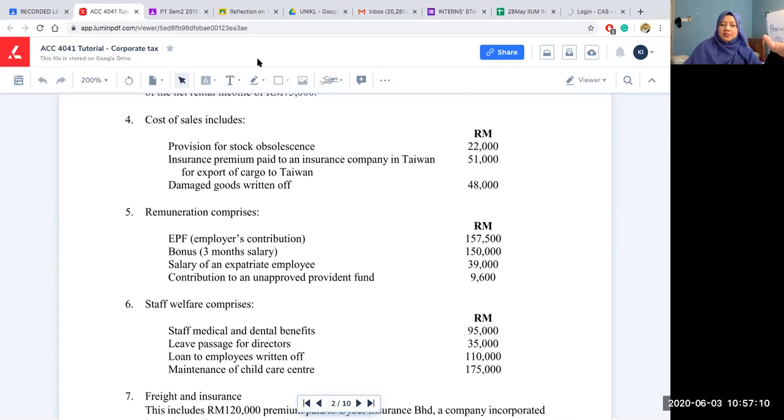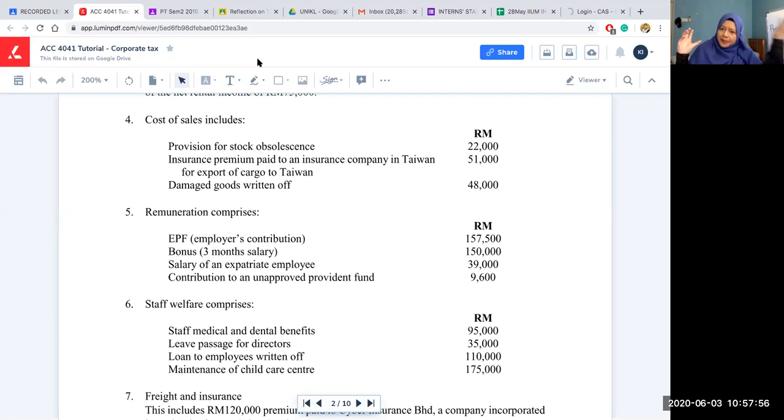Right, and then you have insurance premium. Insurance premium paid to an insurance company in Taiwan for export of cargo to Taiwan. So remember to ask whether this expense is related to your business. If it's related to your business, then it's allowable under section 33. Is it wrong to pay insurance? All companies most likely will take insurance, and when they have the insurance, they have to pay premium. So the insurance premium is a business expense, right? The difference here is that the insurance company is in Taiwan. There's no issue, you can insure your company with any other company.